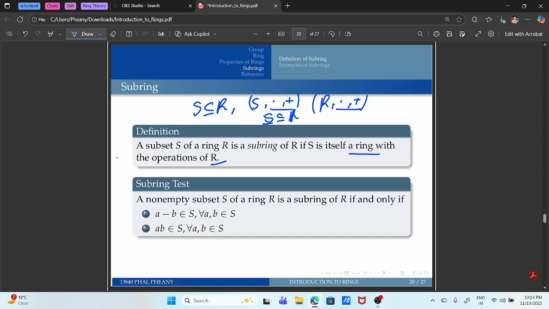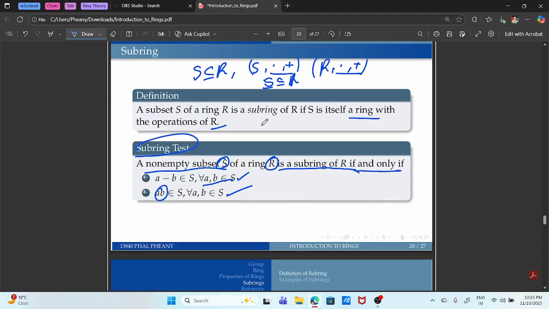Now we move to the most important part, the subring test. It can identify which set can be said to be a subring. Suppose we have a non-empty subset S of a ring O. It is a subring of O if and only if two conditions are satisfied. The first condition is subtraction: a minus b belongs to S for all a, b belonging to S. And the second condition is multiplication: a times b belongs to S for all a, b belonging to S.